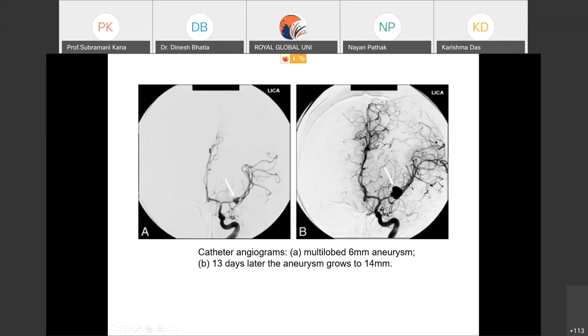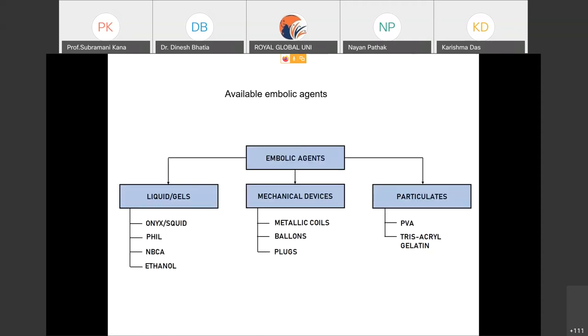Okay, so this is what you can see here, 13 days after that. Most probably this is from his data only, if I'm right. This is a 6 mm aneurysm. You can see here at this particular point, it is highlighted. And after 13 days, you can see it has grown. If it keeps on growing, it is going to affect the nearby nerves also. That is a permanent disorder, even though the person is not going to die.